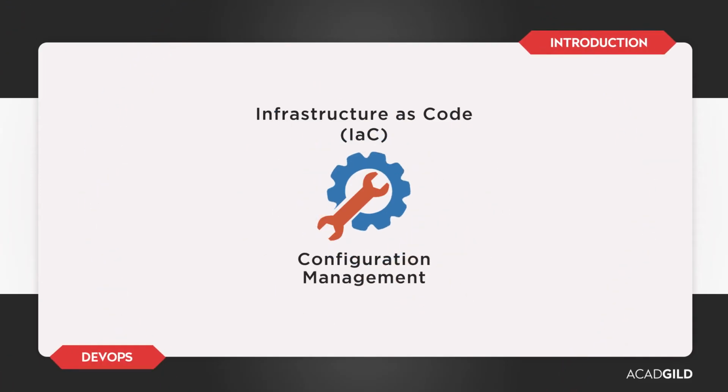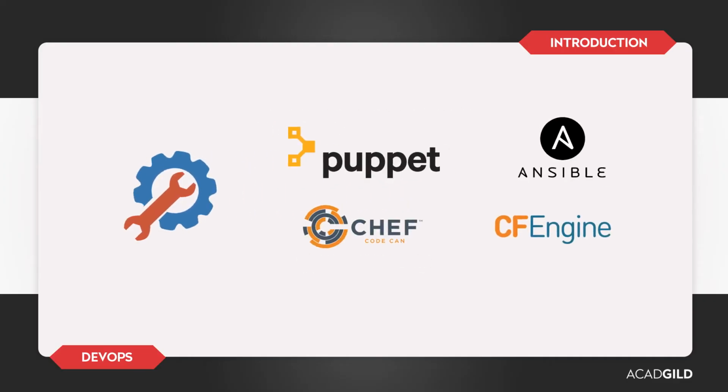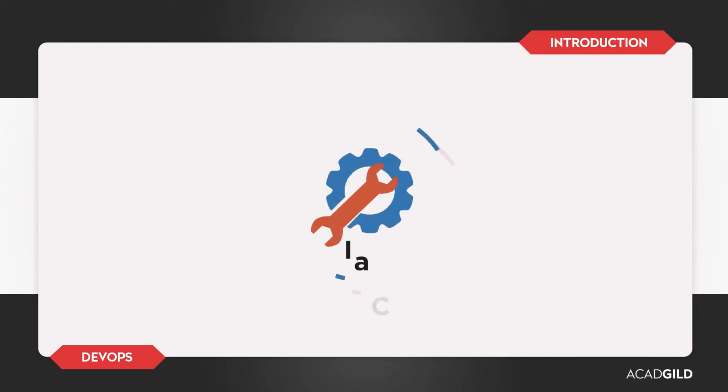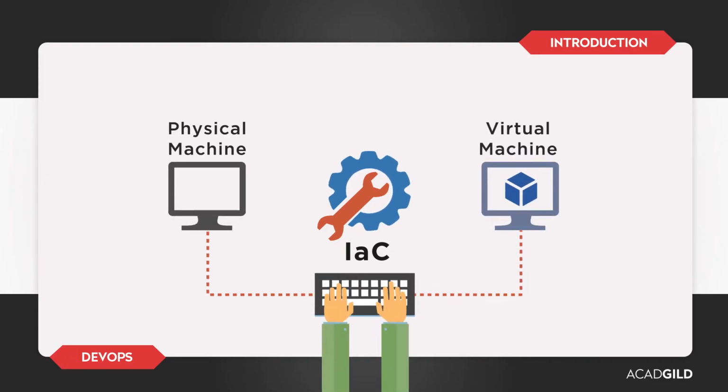As a DevOps professional, you have probably heard of IAC or Configuration Management before, along with tools like Puppet, Ansible, Chef, CF Engine, and SaltStack. In this video, we shall discuss these tools to understand what they are and how they're useful to us. Let's start with the basics. What is IAC? IAC, or Infrastructure as Code, enables us to manage and configure our physical and virtual machines programmatically.